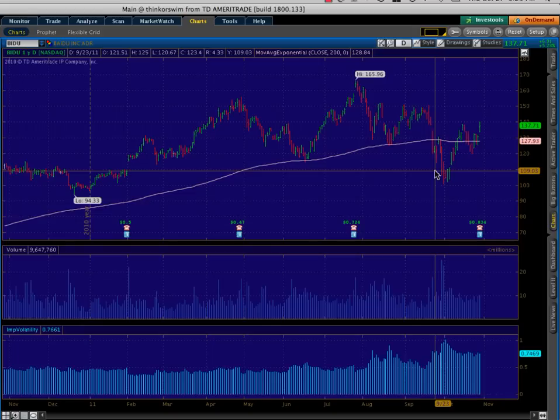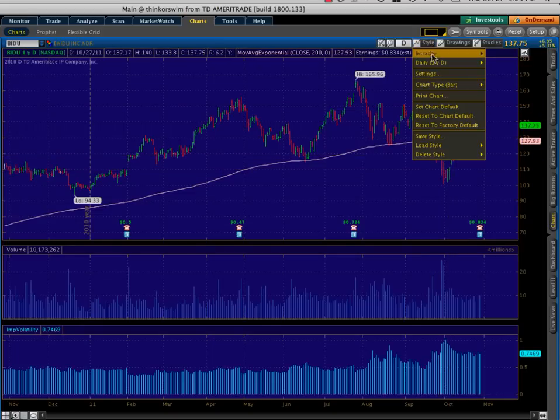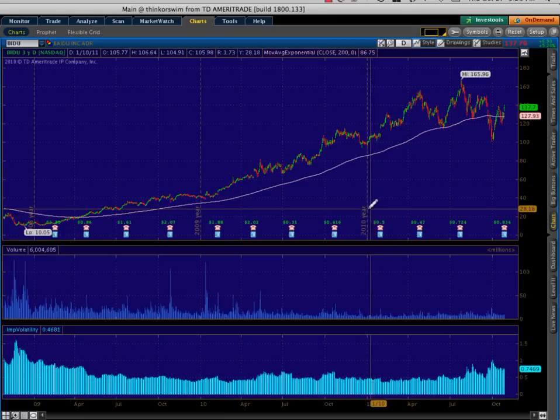Just put on an earnings trade in BIDU. Wanted to share the trade and show you the reason behind it. So first thing, I'm going to move this out to a 3-year daily chart in BIDU.